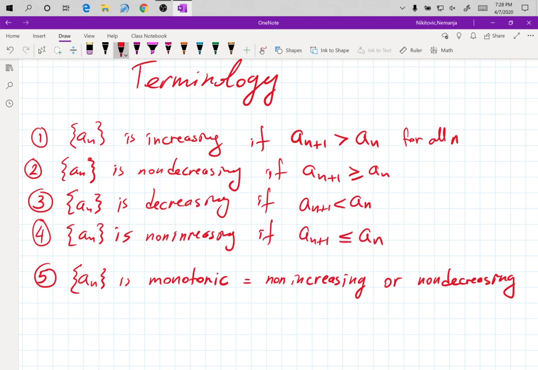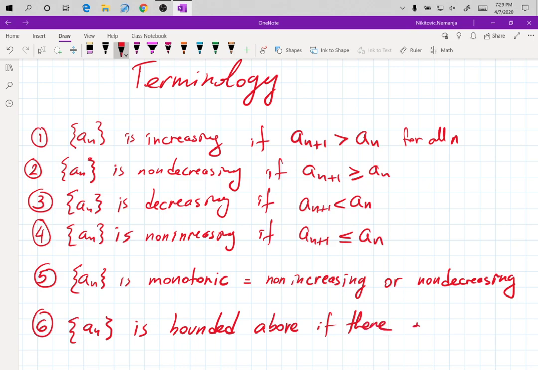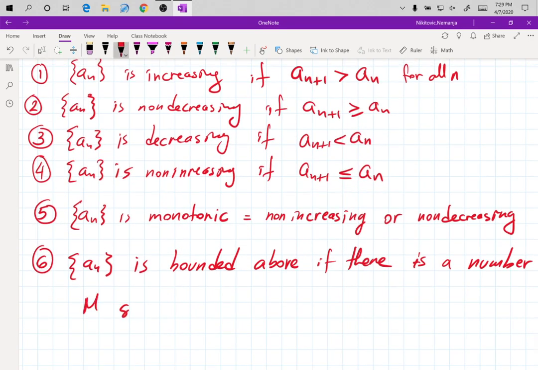And finally, we have the bounded. So an is bounded above if there is a number, I wanted to write value, but a number, capital M, such that an is smaller or equal than M.